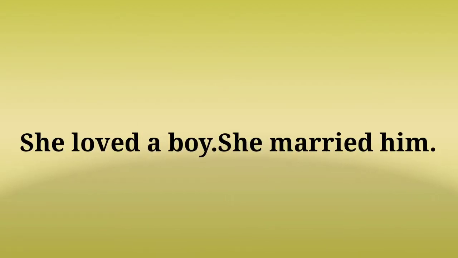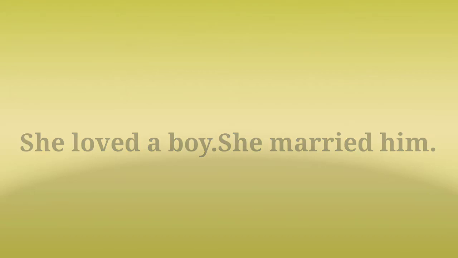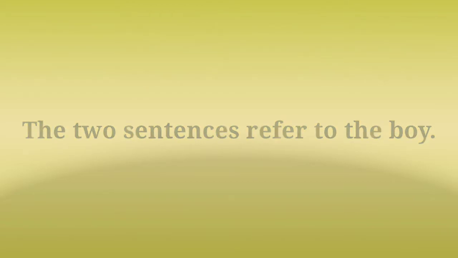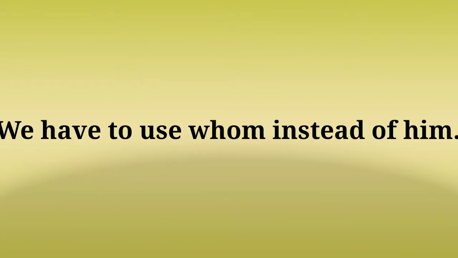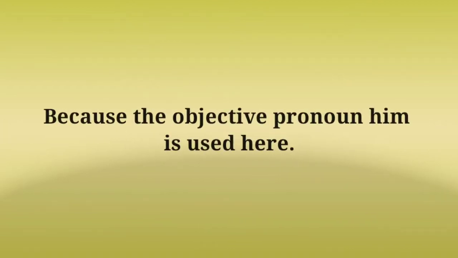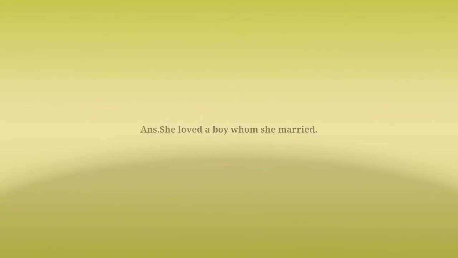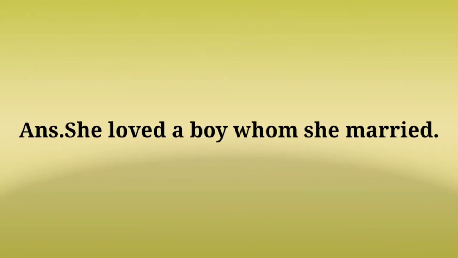Let's take another example. She loved a boy. She married him. Here, the two sentences refer to the boy. We have to use whom instead of him because the objective pronoun him is used here. The answer will be, she loved a boy whom she married.